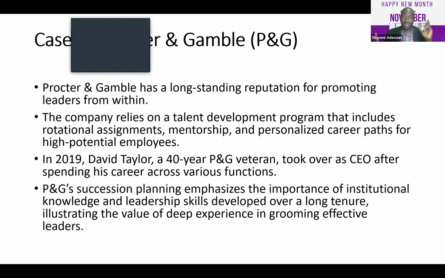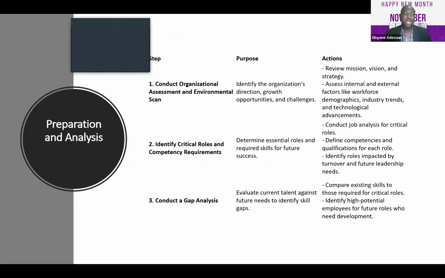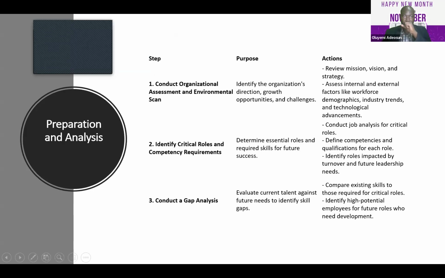We discussed briefly how to identify high performance employees using the nine grid box model. So you cannot be so serious about succession planning in your organization and you don't have a mentoring program. I say it again. You cannot convince me you are serious about mentorship and succession planning if you don't have a mentoring program. Now let's quickly look at step by step what you need to do with respect to succession planning.